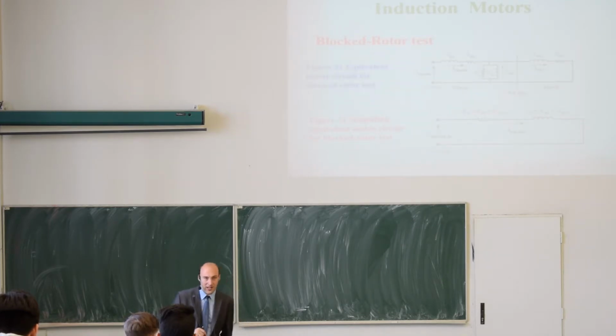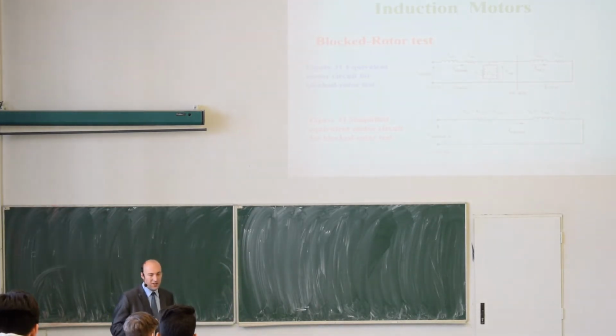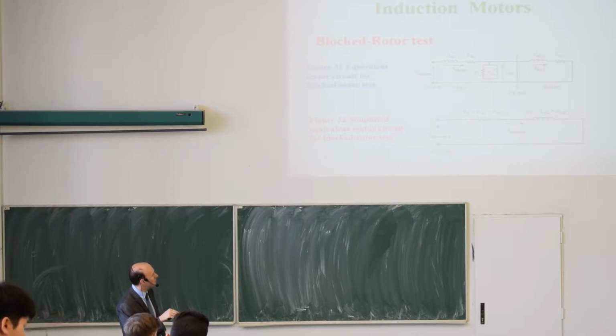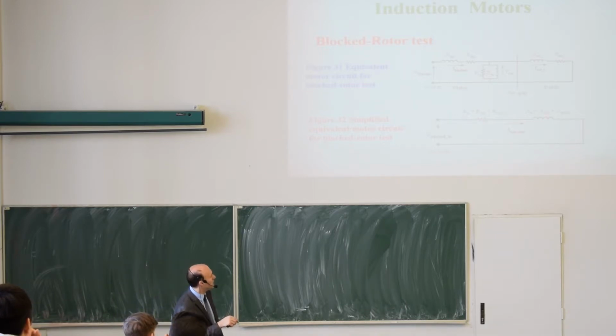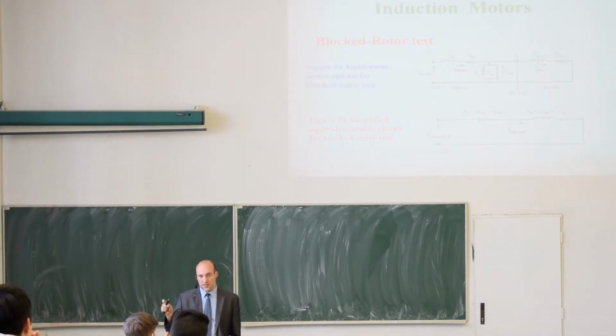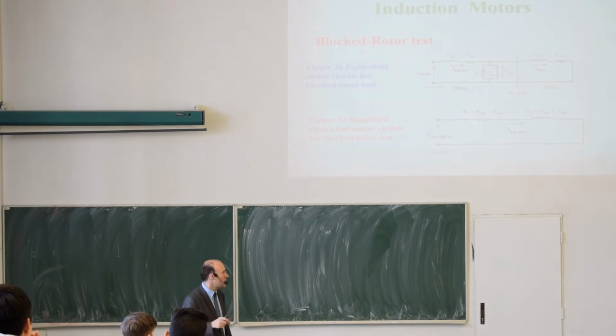So in the blocked rotor test, the circuit diagram gets again simplified, and here we see this circuit diagram. We will be able to measure this resistance, which is a sum of the resistance of the stator and of the rotor, and from the phasor diagram, we will be able to measure this reactance, which again is a combination of stator and rotor reactance. As I already said, we cannot distinguish the stator and rotor components.